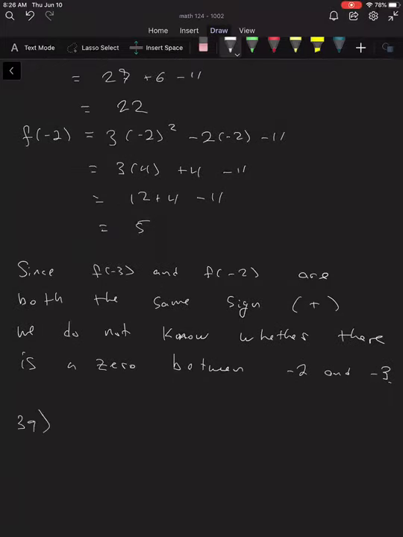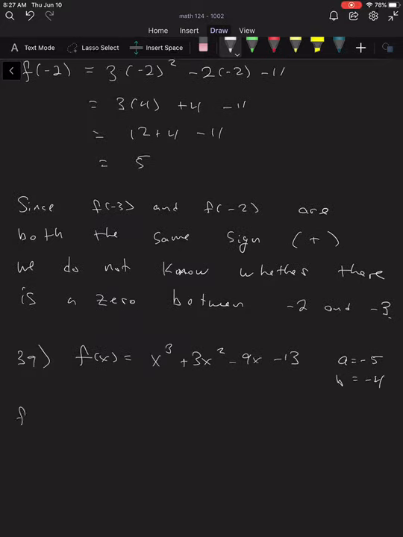So 39 says f of x is equal to x cubed plus 3x squared minus 9x minus 13, and a is minus 5, and b is minus 4. Okay, so what's f of minus 5?